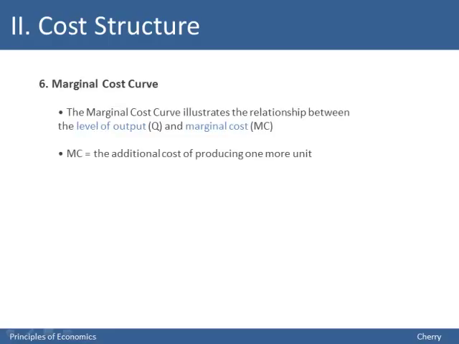So now let's look at the marginal cost curve. And this is really going to be the critical cost curve that we're going to keep in mind on the cost side of the equation. Marginal cost, and we've talked about marginal issues before, the marginal cost curve illustrates the relationship between the level of output and marginal cost. And you remember marginal cost is the additional cost of producing one more unit. And what we're looking at is how does that marginal cost change as you increase or decrease output.